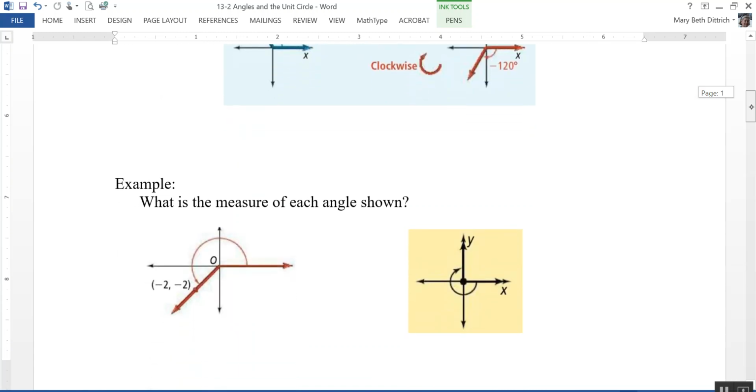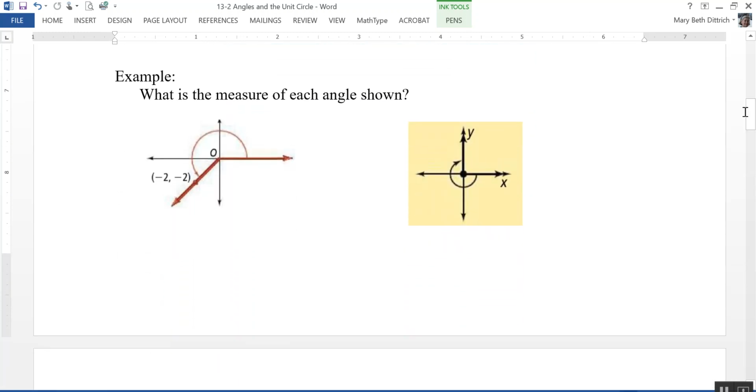Let's take a look at a couple examples. What is the measure of each angle shown? Here we have an angle that starts at the positive x-axis, goes up to the y-axis, back down to the x-axis, and actually goes halfway through the third quadrant. The way I know that is this point right here is the point -2, -2, so that's halfway in between. The measure of this angle is 90 degrees in the first quadrant, 90 degrees in the second quadrant, and then half of 90, or 45, in the third quadrant. So this is a positive 225 degree angle.